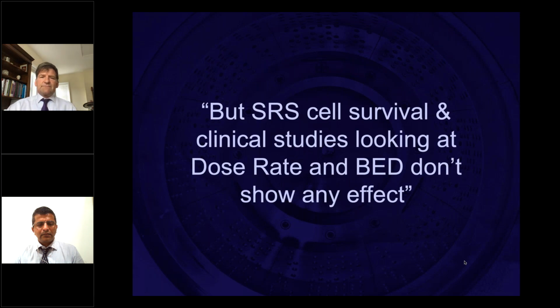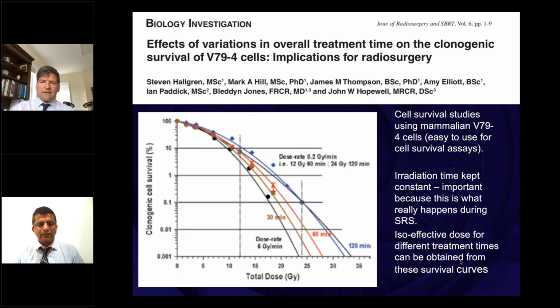Now, people say, but SRS cell survival and clinical studies looking at dose rate and BED don't show any effect. Well, let's look at the most recently published cell survival study. This was produced by the group based in Oxford in the UK. And here we irradiated a series of mammalian V79 cells at different doses and at different dose rates.